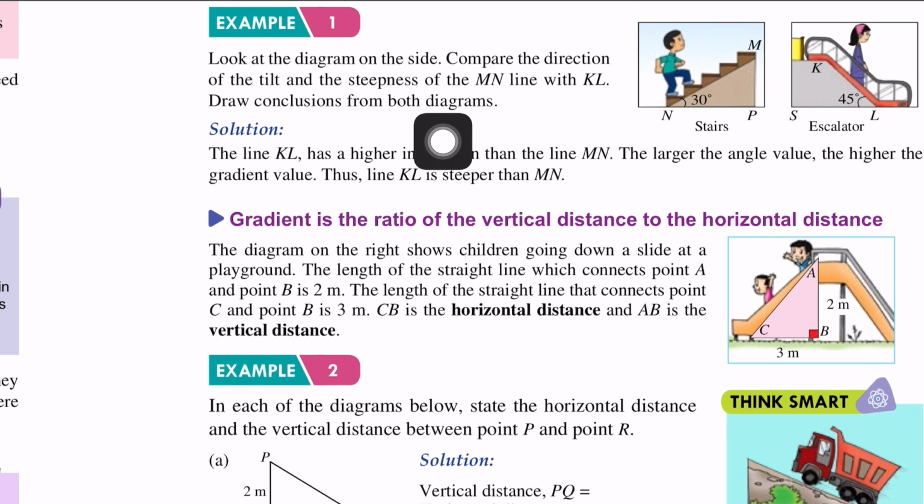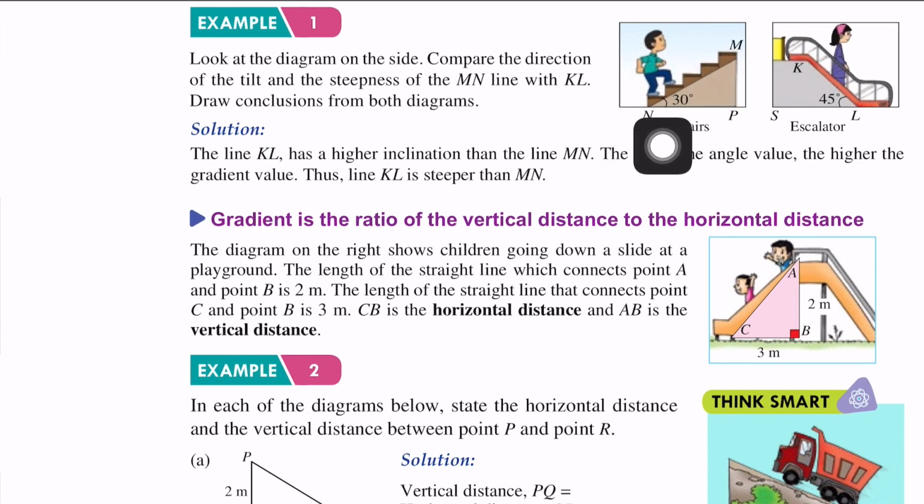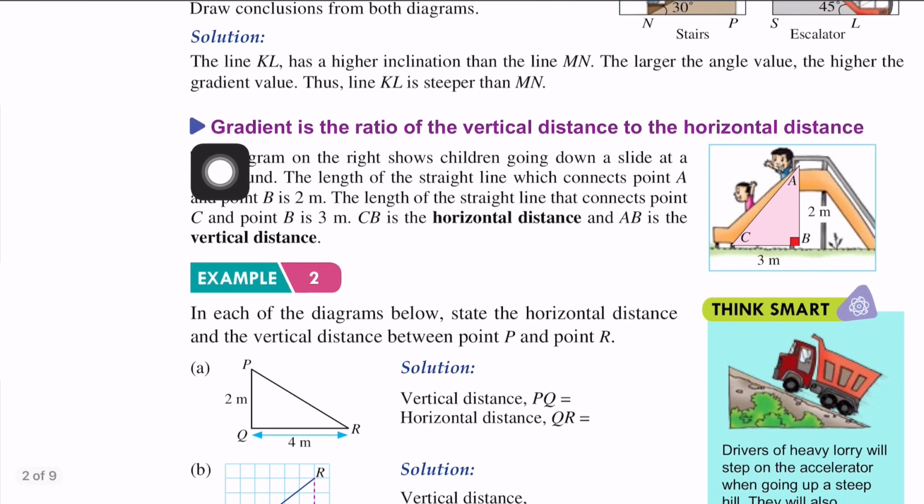So let's look over here. For MN, the stairs, we have the angle of elevation of 30, and for KL, we have an angle of 45. The line KL has a higher inclination than the line MN. The larger the angle value, the higher the gradient value. Thus, line KL is steeper than MN. So kita boleh tengok jika angle dia lebih besar, maksudnya dia lebih curam, berbanding yang lebih kecil angle-nya.